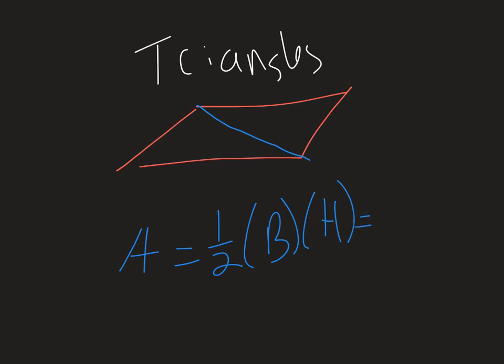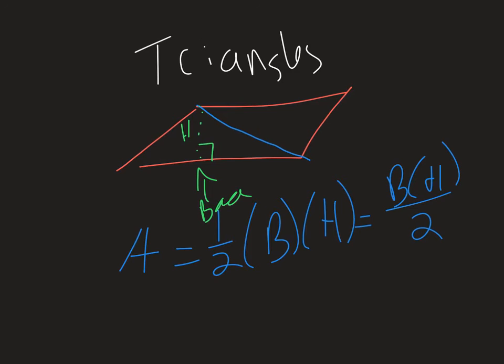Or if you prefer, you could take base times height and divide it by 2. Both are the same thing. And again, we will need this height of the triangle. And then that would make this side the base. Now that's one derivation of where it comes from.